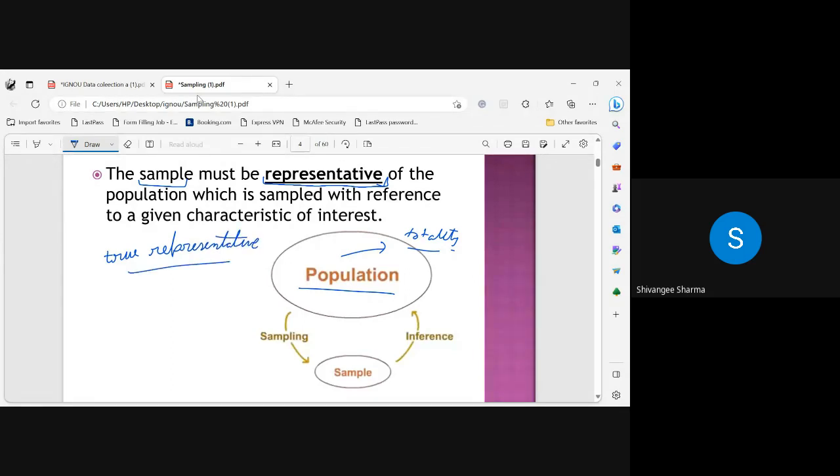How can it truly represent the population? The very first thing, it must be drawn from the population only. The second thing, the size of the sample must be appropriate. It should not be too small that you cannot make a generalization, and it should not be too large that you cannot make the generalization. So the sample should be a true representation of the population. Then in later slides, I will tell you how to calculate a sample and what will be the true representation for a population.